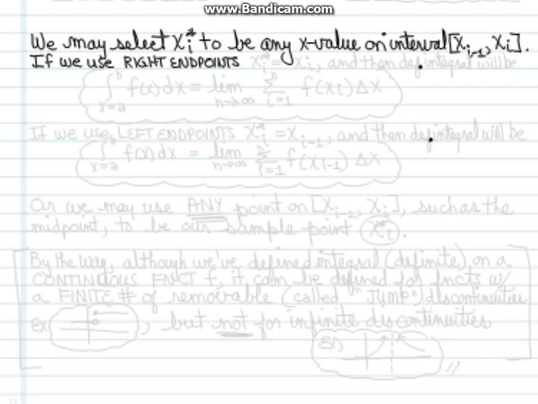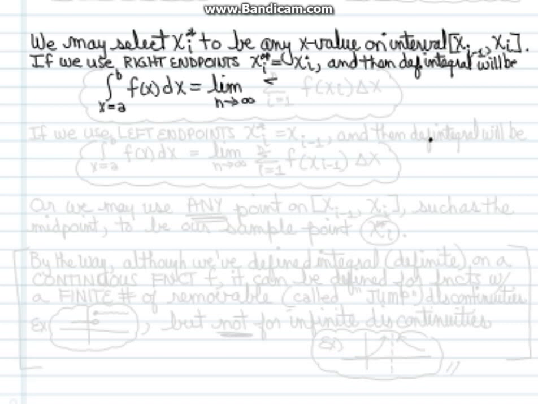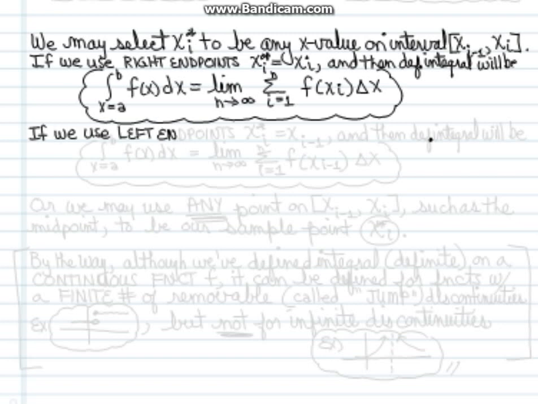If we choose to use the right endpoint, x sub i star equals x sub i, and then the definite integral in that case would be equal to the following limit equation. The limit formula for the integral using the right endpoint: the integral from x equals a to b of the function f of x dx is equal to the limit as n, the number of rectangles, approaches infinity of the sum, i index equals 1 to n, of f evaluated at the right endpoint x sub i times delta x, the width.